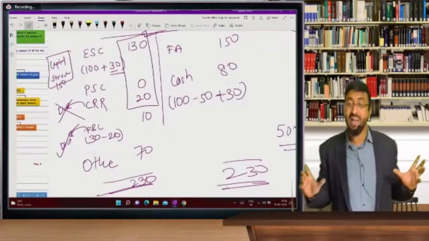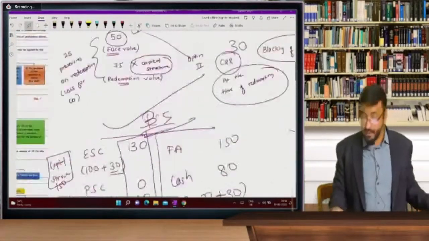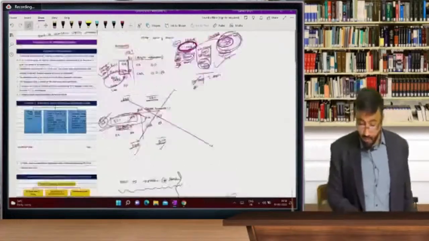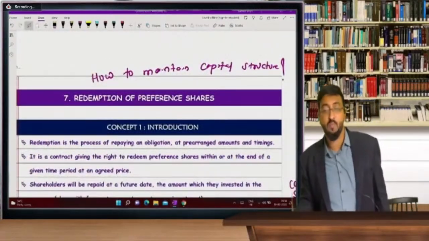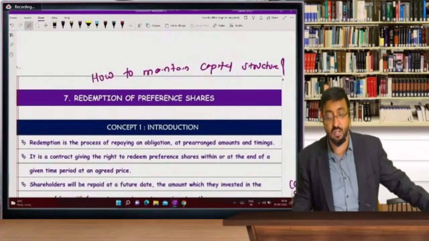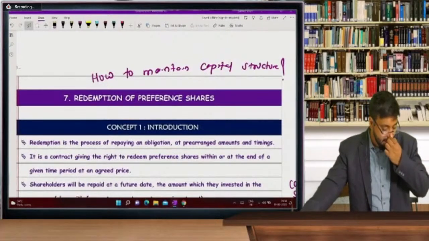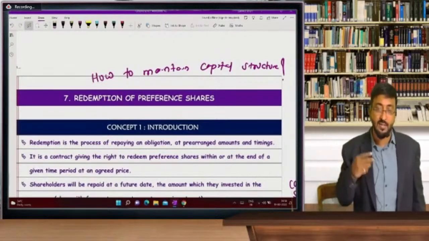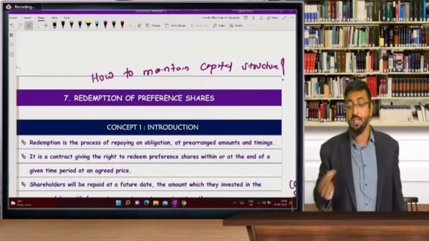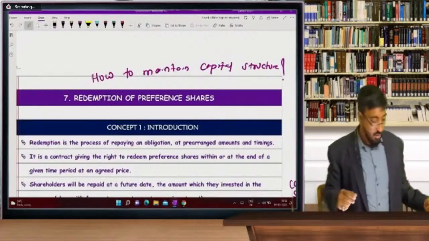What is the basic logic behind it? How to maintain capital structure? So every one of you, before break, I want an answer from every one of you. How to maintain this capital structure, sir? How many ways do you have? Chalo, fast, fast. Who is answering very fast?